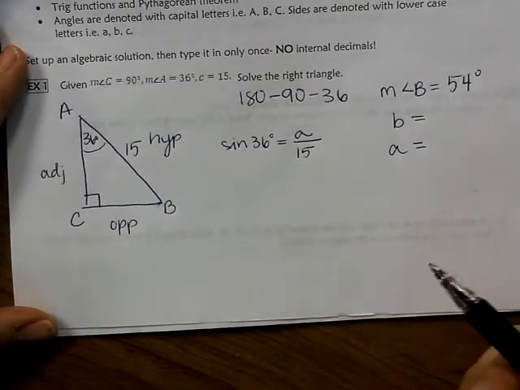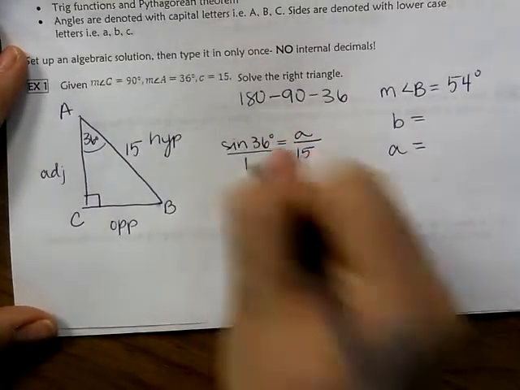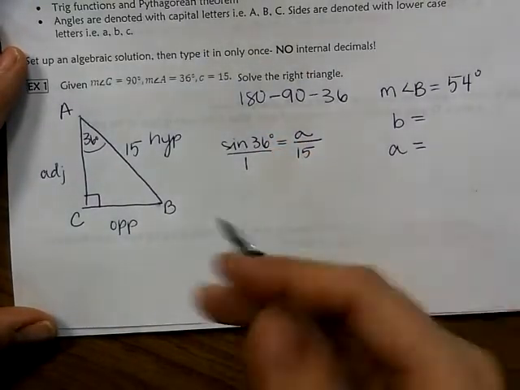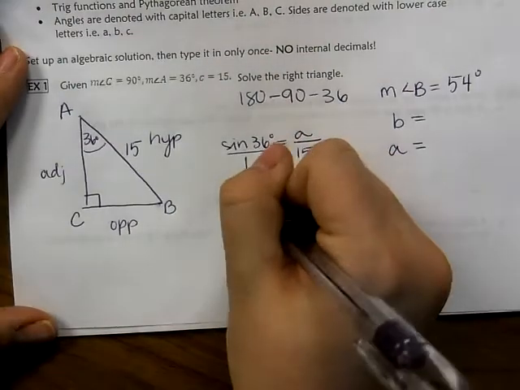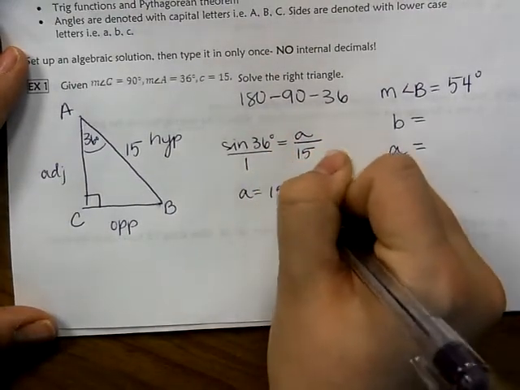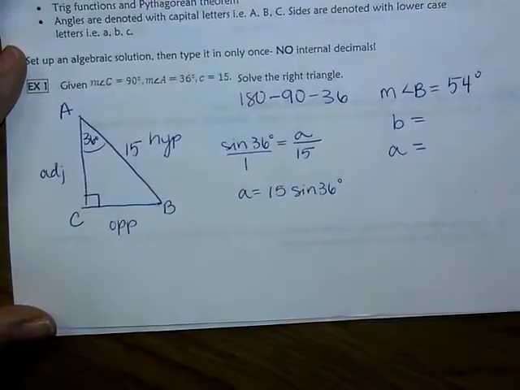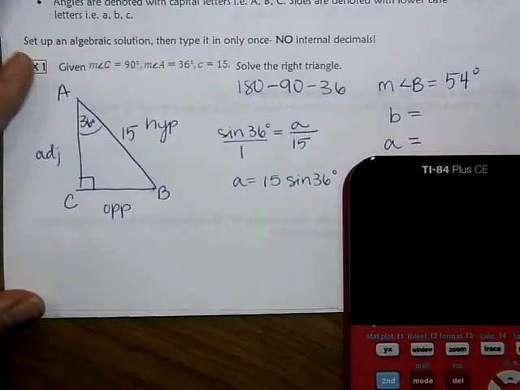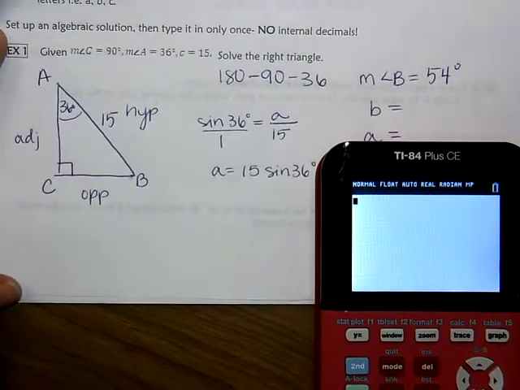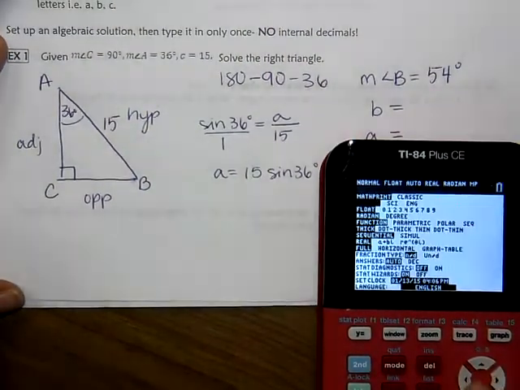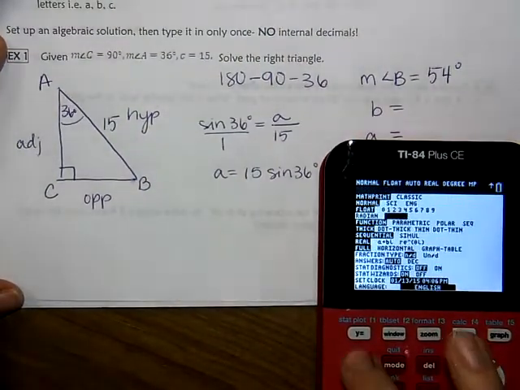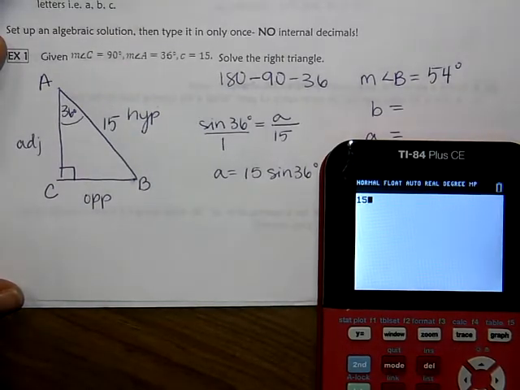Remember that this is just a proportion. It's really like the sine of 36 degrees over 1, and all you have to do is cross multiply. So we get A equals 15 times the sine of 36 degrees. Now, when you enter this into the calculator, what mode do you have to be in? Degree mode, very good. So let's change our mode. All right, and then 15 sine of 36.